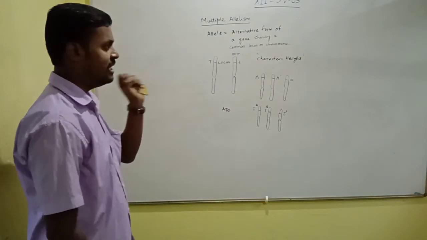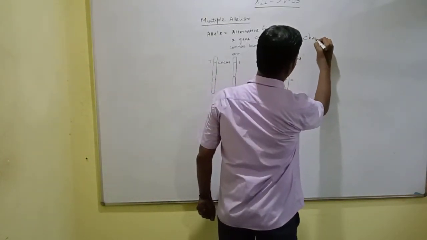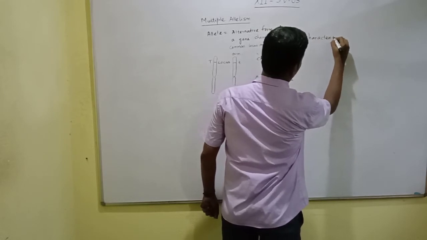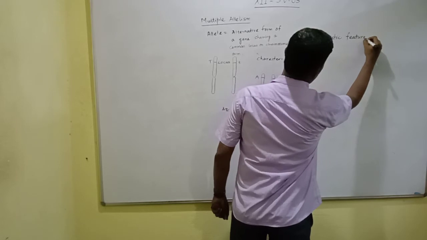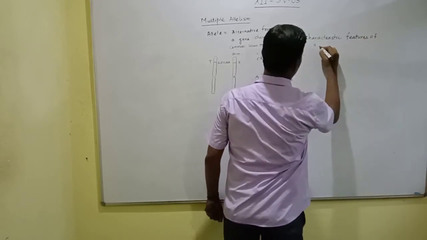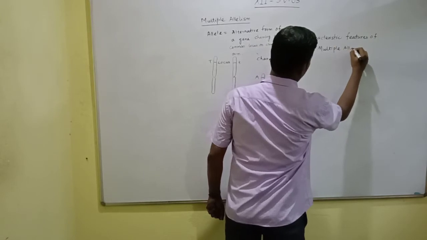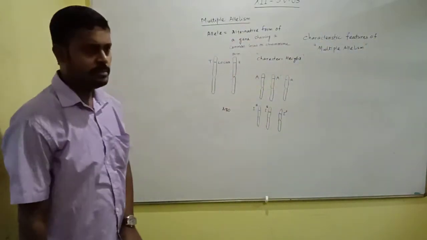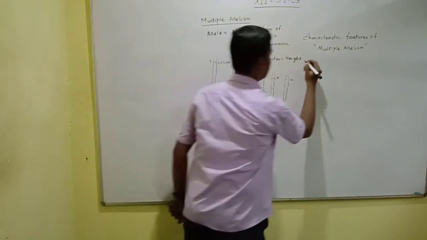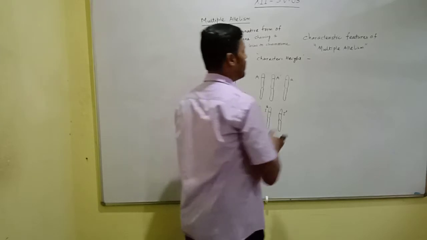So there are certain characteristic features of multiple allelism. This is very important. You have to write this in the exam. You cannot skip any of it, you have to understand it. Before writing, the first point: what are the characteristic features of multiple alleles?